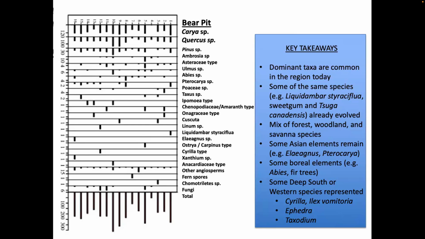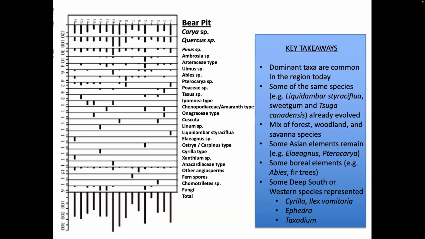So Tsuga canadensis is the eastern hemlock tree. And again, Liquidambar styraciflua is a sweet gum tree. That's very important information. Three, this suggests a mix of forest adapted species, closed forest, like a hemlock tree, woodland species like oak trees, and savanna species, lots of grasses, for example, or some grasses.